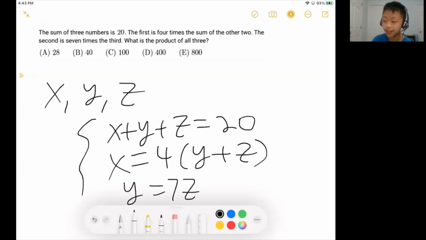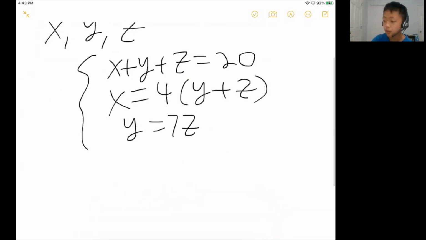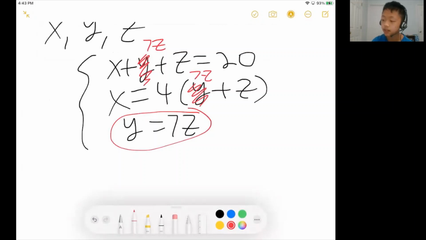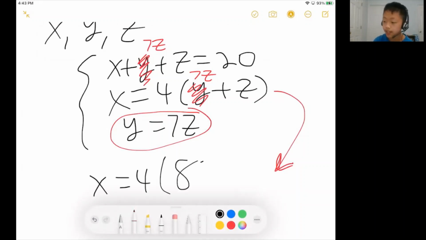So you just get a system of equations, 3 equations and 3 variables. We can use our techniques of elimination or substitution. In this case, substitution might be the easiest way to do this problem. We know that y is equal to 7z, right? So we can try replacing every y with a 7z, replace this y here with a 7z, and replace this y with a 7z. So this second equation is going to become x equals 4 times (7z plus z), which is 8z.